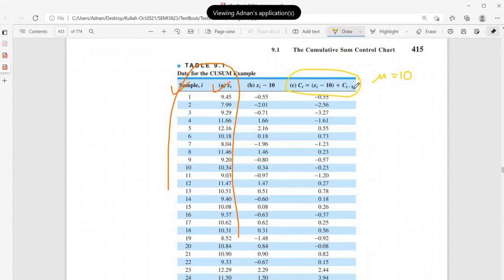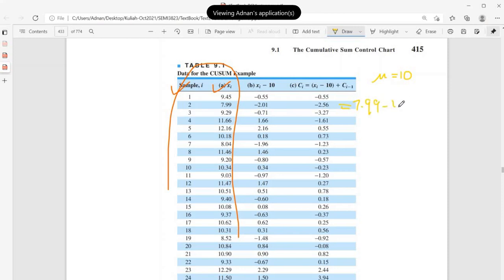So we don't have the previous value for this C, so we assume it is 0. It's the same. Now the second value: xi is 7.99, minus 10.